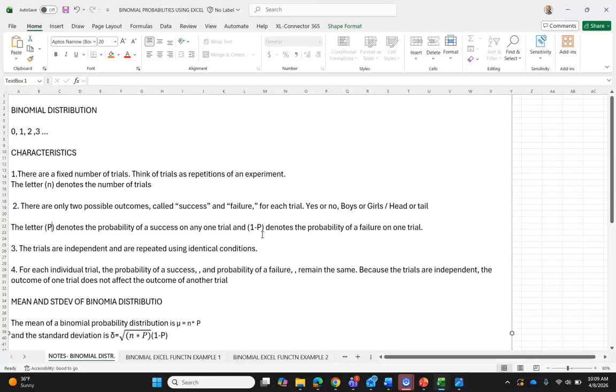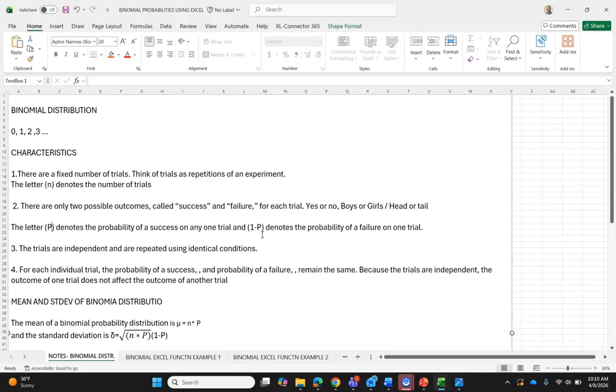When you repeat flipping the coin using the same identical conditions, the trial is independent of the first trial, meaning that the first trial will not determine the outcome of the second trial. Each one is independent. You will flip the coin under the same conditions many times, and the first outcome will not determine the second outcome. So that is the third characteristic.